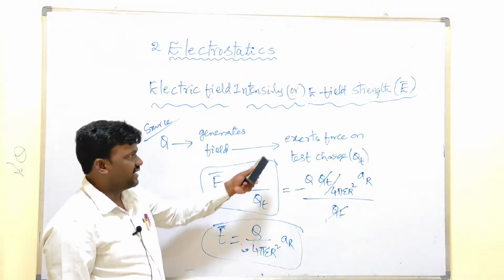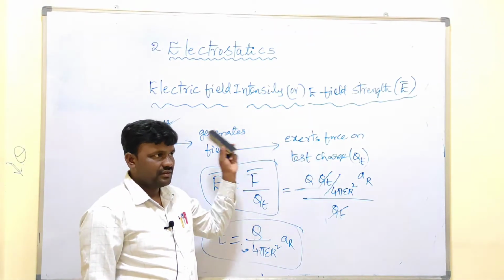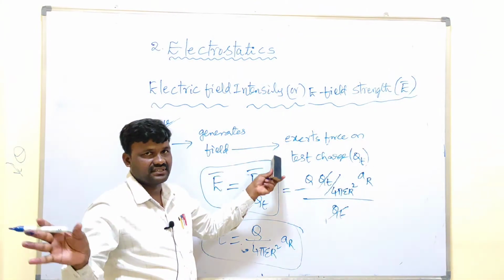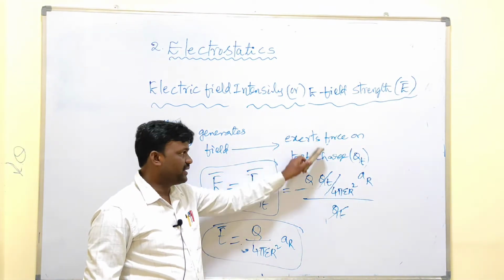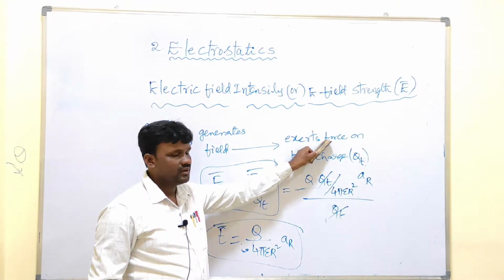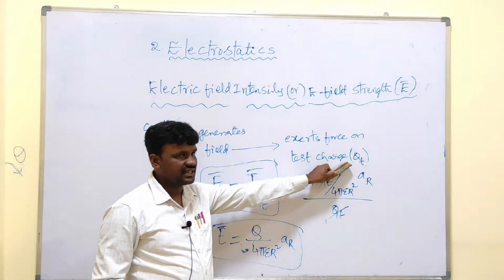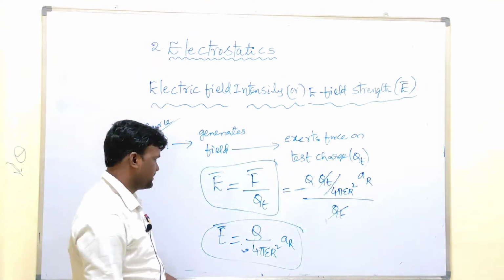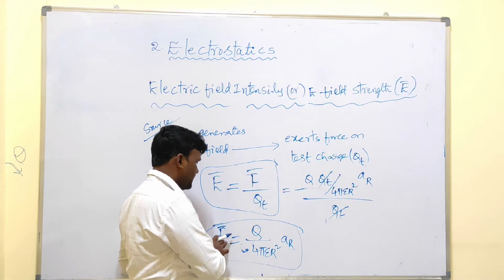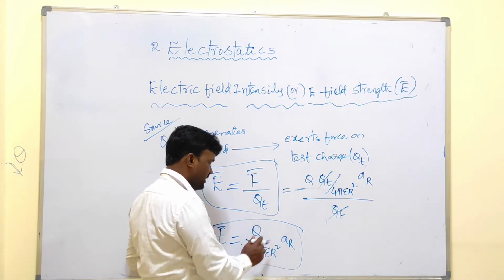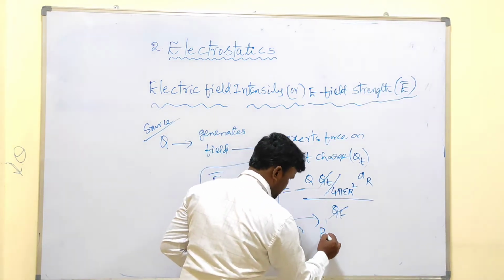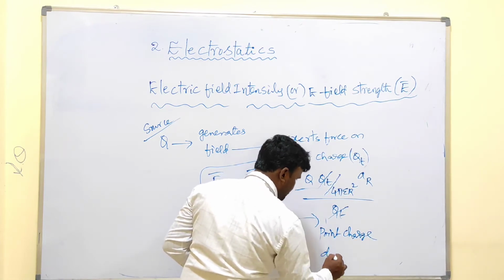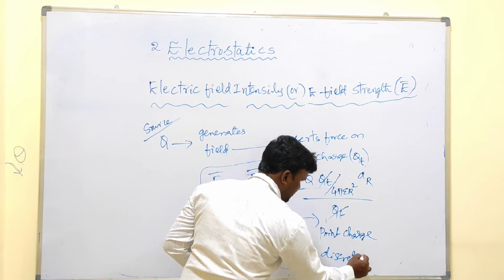Basically we don't get the force directly. These sources generate fields, and from those fields we get the effects. Those effects are nothing but force here. If you measure this effect or force per unit test charge, that gives the field strength due to this Q, which is the electric field intensity. It is given by E equal to Q by 4 pi epsilon r square AR for the point charge. This point charge is also called a discrete charge.